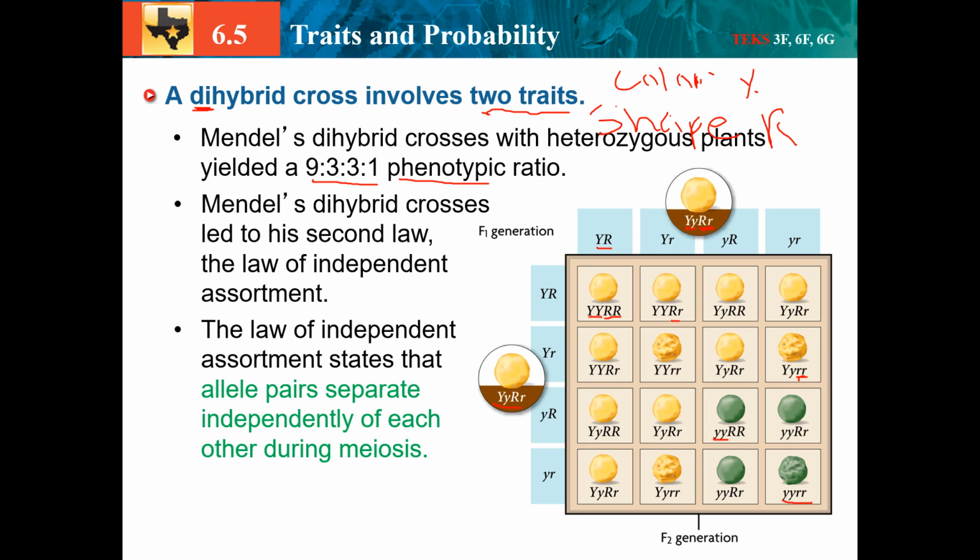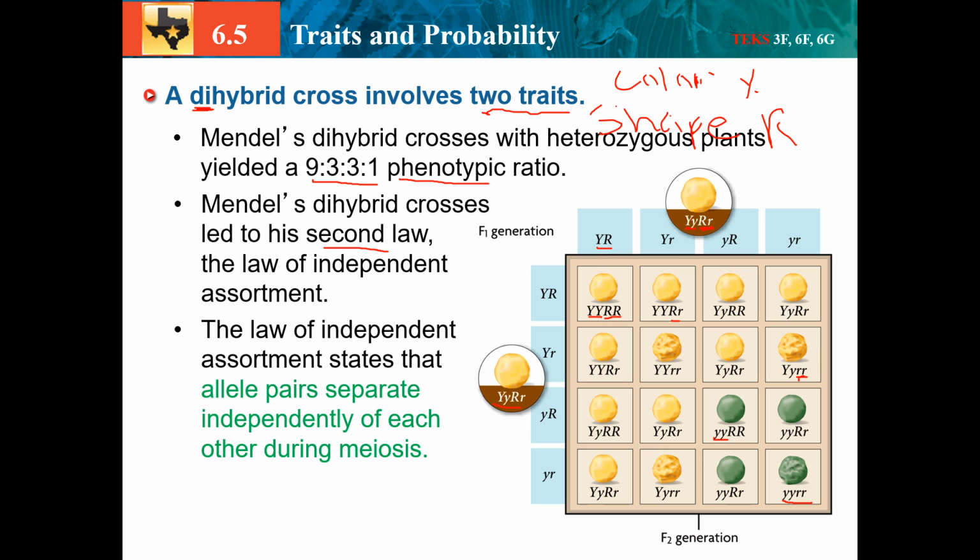Remember, phenotypic is the physical features ratio, where you have 9 of your yellow and round phenotype and 3 of your yellow and wrinkled, and then 3 of your green and round, and then only 1 of your green and wrinkled. And what this ratio tells you, and what it led Mendel to conclude, is his second law, which was the law of independent assortment, which is something we talked about when we talked about meiosis in the previous chapter.